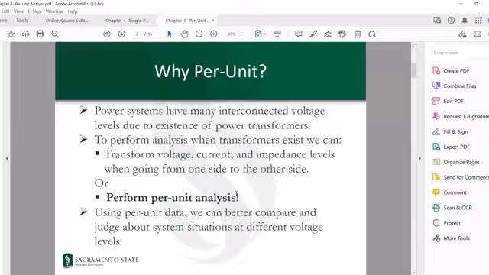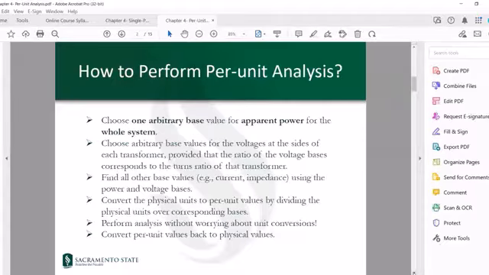And once you have done your per unit analysis, you can take the numbers back to their actual or physical units. You can find out the voltage from per unit to its actual kV or voltage value, per unit current to its actual amps or kA. So in a way, per unit analysis is kind of a normalization of your calculations.